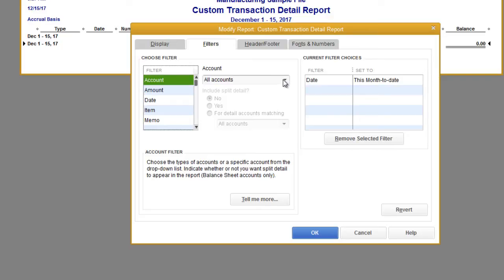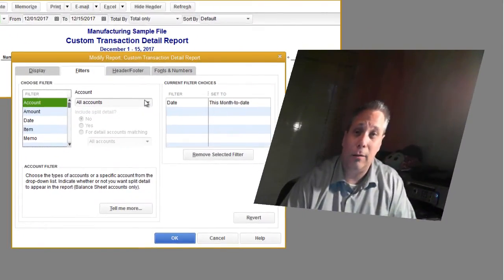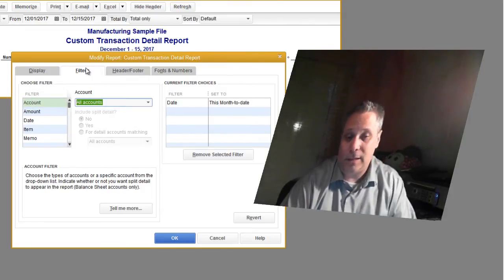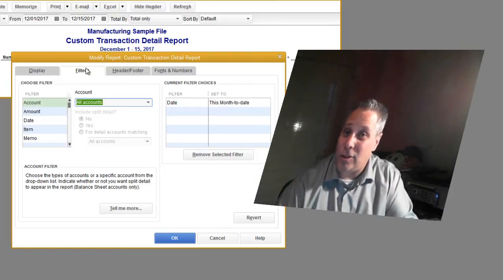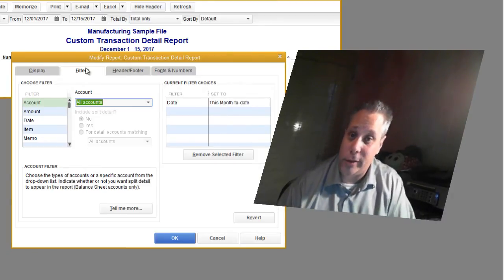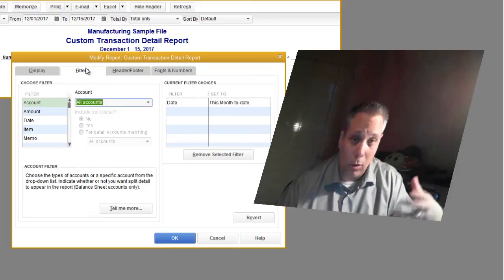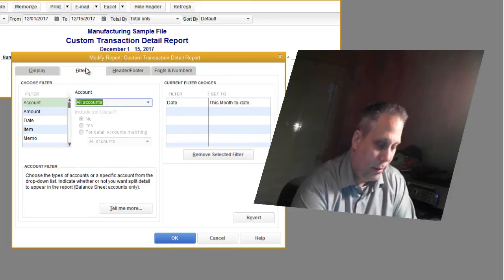Here's the thing. You can include split detail on balance sheet accounts. You cannot include split detail on P&L accounts. Why? I don't know, because it's just not the nature of P&L accounts to have split detail included. Let me give you a clear example, and I'm just going to give you one. Then you can take the knowledge that I've given you and run with it. Go play with it. Figure it out. That's how I learn this stuff.